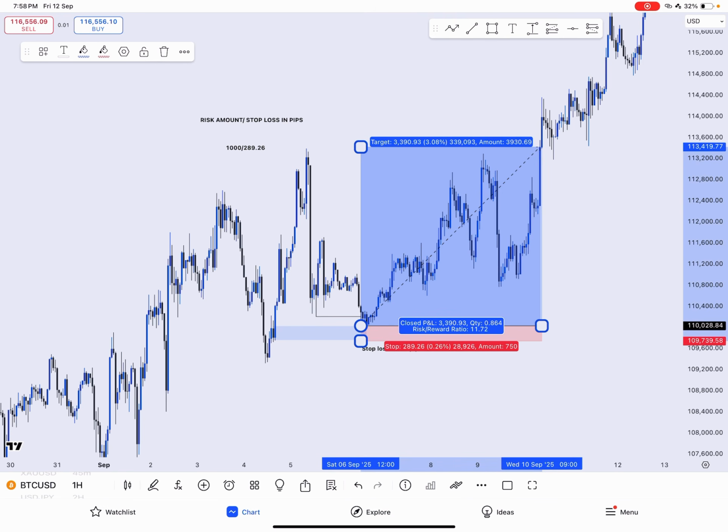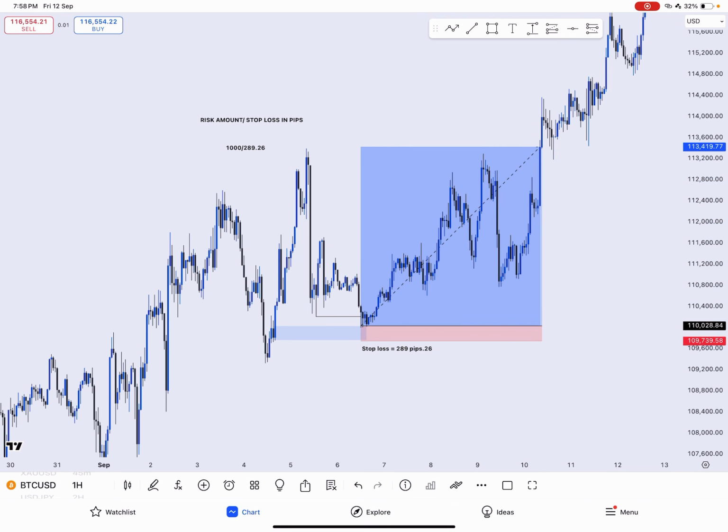And how do you also know that you're correct? The lot size is 3.45. If you multiply that with your take profit level in pips, 3390.93, it gives you about $11,698, approximately $11,700. And if you check the risk to reward ratio of this trade, it's 11.4 RR, meaning that you're correct. So this is BTC USD.